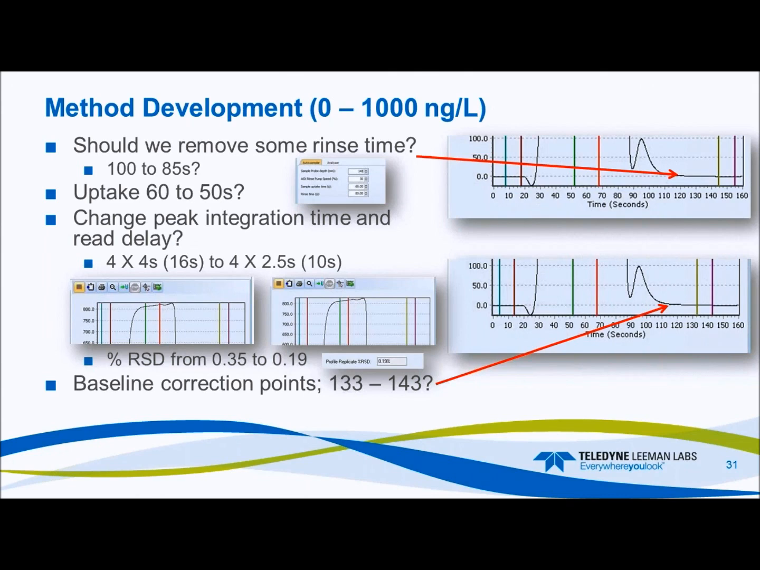So right here, when I make these changes, I can do it in real time right in the method editor, and I can see the effect. So we got cause and effect right here. So I changed it to 2.5 seconds. So now we have 4 times 2.5, so we have 10 seconds of integration, and I moved my read delay and so forth, and so my integration percent RSD went from 35 to 0.19%. So it got better, and you can change your baseline points. That's one of the beauties of this system.